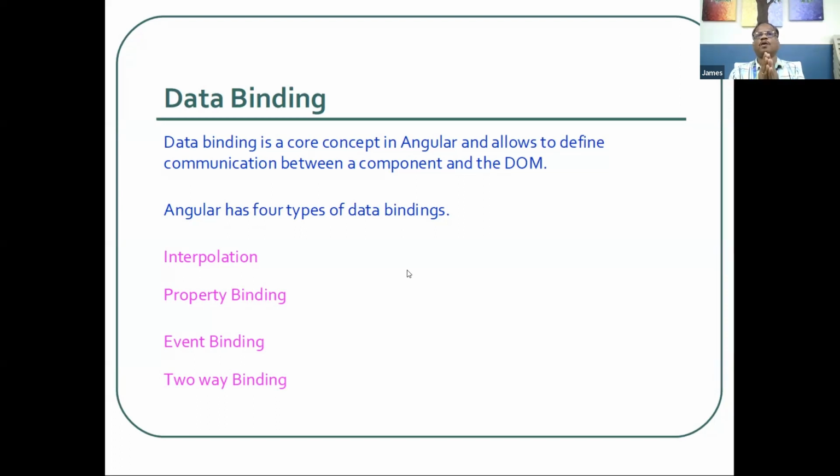So let's see how Angular has features for doing this data binding. As the description says, data binding is a core concept in Angular and allows defining the communication between the component and the DOM. Component means class, DOM means HTML. Okay. So here we have four types of data binding: interpolation, property binding, event binding, and two-way binding. Okay. Let's see one by one.